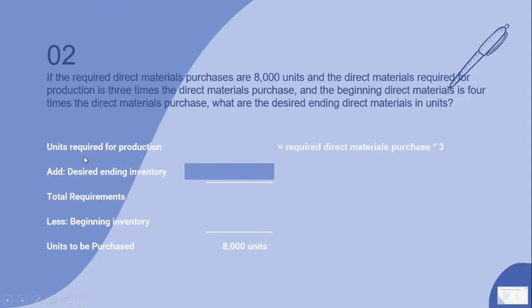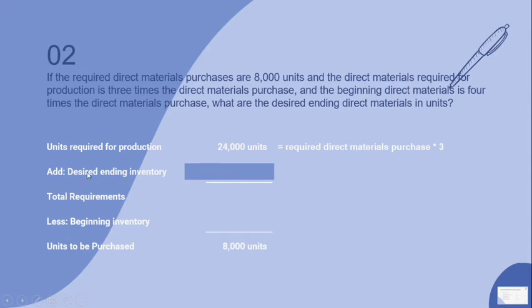Then the units required for production. The second given: direct materials required for production is 3 times the direct materials purchase. So, what is our direct materials purchase? It is 8,000 units. So, 8,000 units times 3, we have 24,000 units.